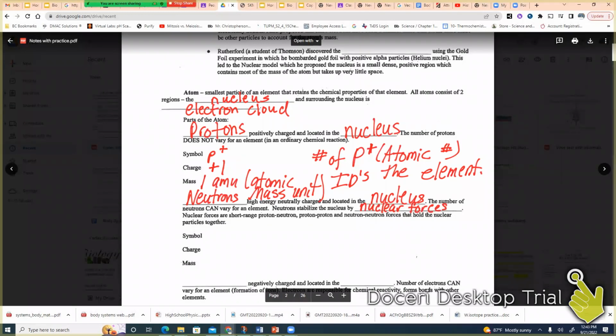And nuclear forces are short range proton-neutron or proton-proton, neutron-neutron forces that keep the nucleus together. So you don't have something that's positive and negatively charged to hold the nucleus together. So these forces would be able to do that. Symbol would be N with a little superscript 0. That's called a naught, N-A-U-G-H-T. Charge is 0 because we said it is neutral. And its mass is 1 AMU. So it's about the same as a proton as far as mass goes.